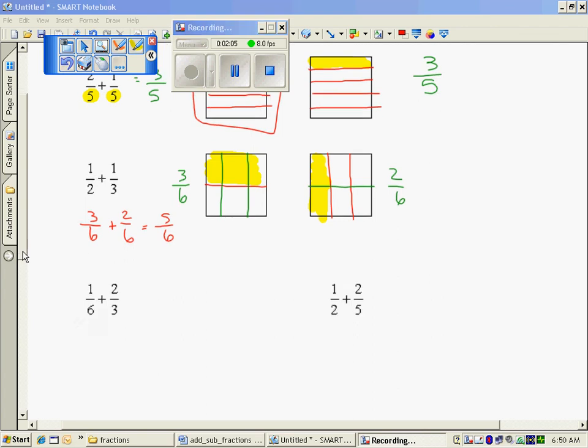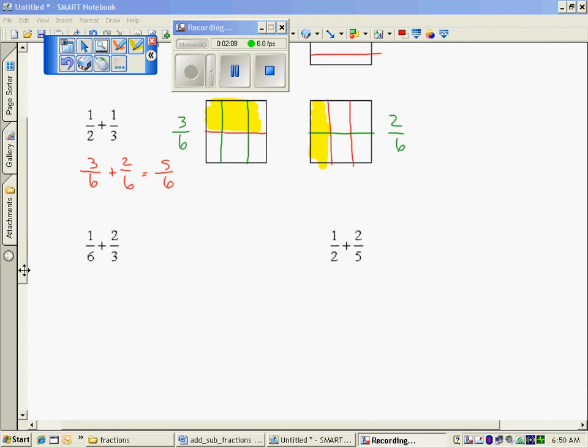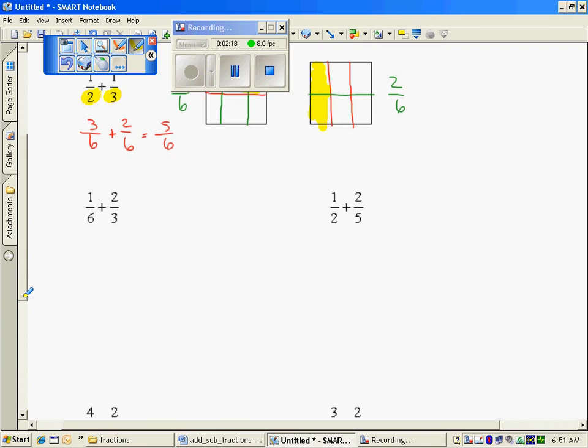So without looking at a diagram, what we're trying to do is make these 2 divisions of my whole be the same size. So what we're looking for is the least common multiple. Looking at 6, multiples of 6 are 6, 12, 18. Multiples of 3 are 3, 6, 9. The least common, you can see, is 6.